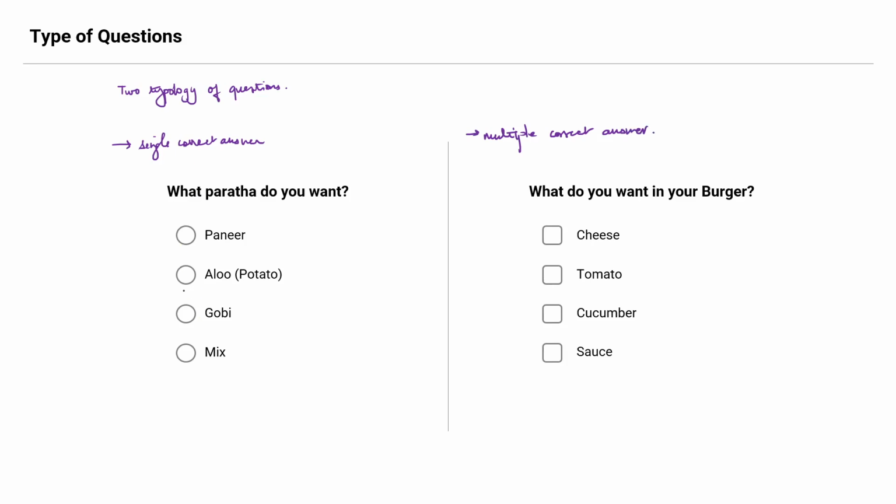What paratha do you want? I have the choice of only one, so I can just select any one of them. Maybe I would want mixed paratha. Just one of it. But here, when you see a square box, it means that there are multiple correct answers. So what do you want in your paratha? Cheese, tomato, cucumber, sauce. I have the option of selecting two of them, or I have the option of selecting all of them. It is up to you, and you can accordingly make a decision.